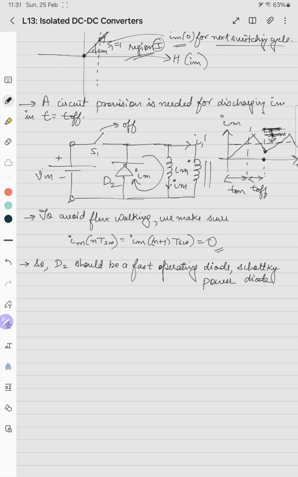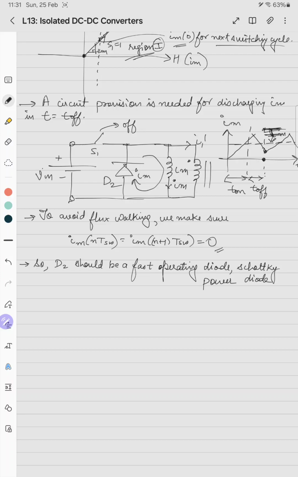Means IM will have an average value. IM will definitely have some average value, even if the current doesn't reset to 0 at the end of each switching cycle, or it sets to 0 exactly at the end of every switching cycle, or it becomes 0 before even the end of every switching cycle. In all three cases, there will be some average value of IM.